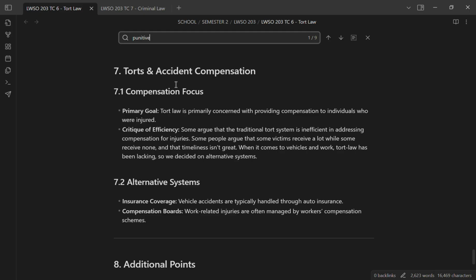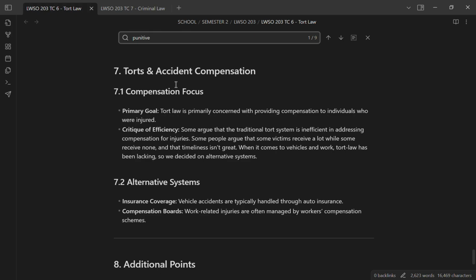When it comes to things like vehicles and work, tort law has been lacking, so we decided on alternative systems. These alternative systems come in the form of things like insurance coverage and compensation boards. Insurance coverages, for example, like vehicle accidents, are typically handled through auto insurance now, and compensation boards, like work-related injuries, are often managed by workers' compensation schemes.